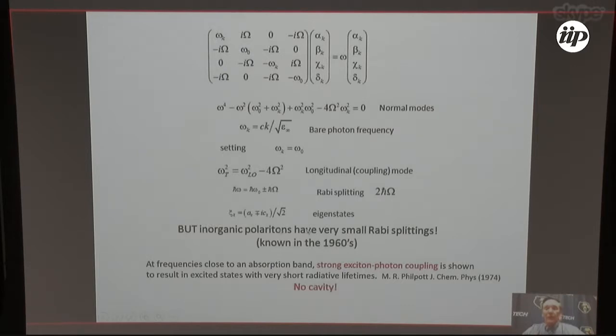This has been known in the inorganic polaritons, but the Rabi splittings are incredibly small, so it's very difficult to do. Here is something that I found a couple days ago that I didn't realize existed. Frequencies close to an absorption band, strong exciton-photon coupling is shown, very short lifetimes, and this was Philpott back in '74. This is done without a cavity, but the key here is that this was done with an organic material that has a pretty strong oscillator strength.